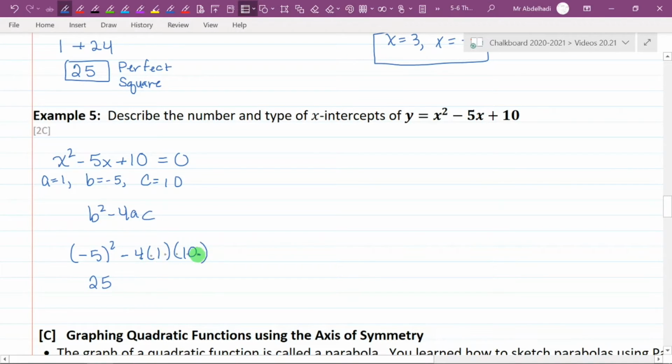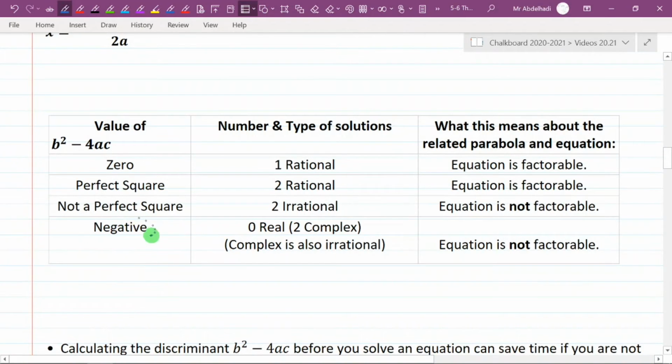There's only one negative here, so this does not become a plus, it stays a minus. 4 times 1 is 4, times 10 is 40. 25 minus 40 is negative 16. I got a negative number, all right? If you get a negative discriminant, what does that mean? Well, let's take a look at the table. If you get a negative number, that means there are no real answers.